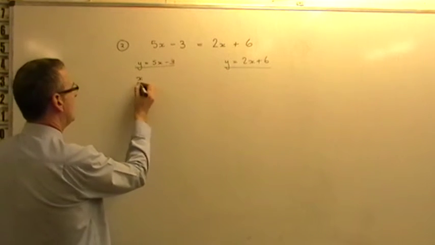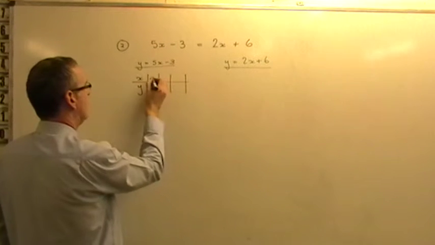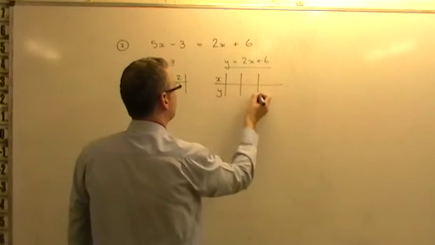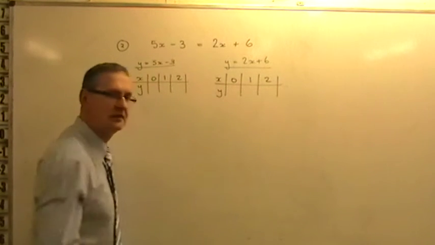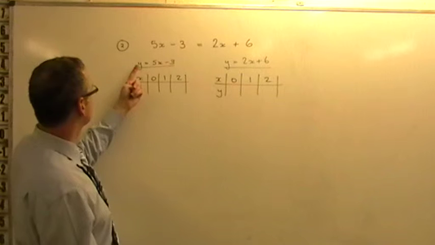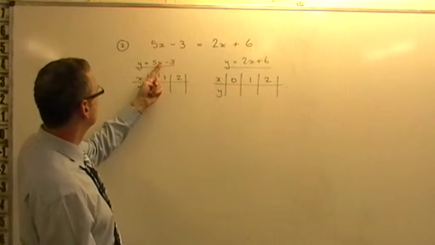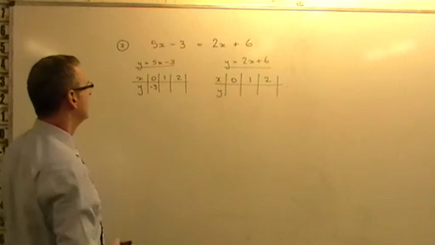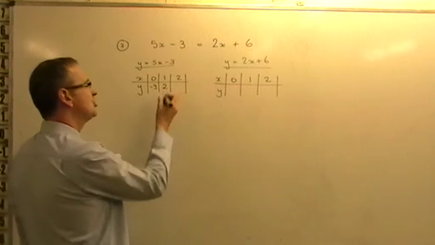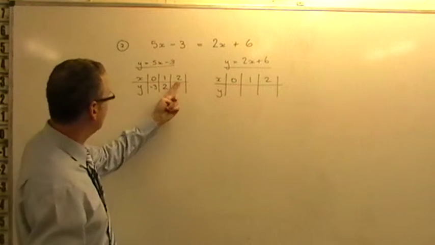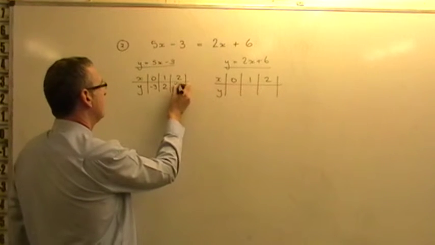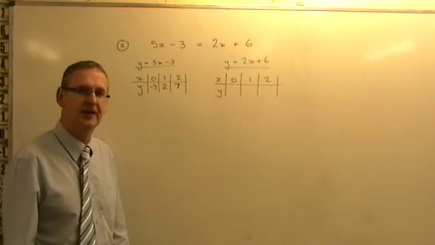Table of values, x and y. I'm going to pick three nice easy values for x: 0, 1, 2. Going to set up the same sort of table for this one. So three easy values, 0, 1 and 2. Let's work out the y values to go with them. From the equation, x is 0, so y will be 5 noughts are 0, take away 3, that's minus 3. If x is 1, y will be 5 ones are 5, take 3, 2. And then third, x is 2, y will be 5 2s are 10, take away 3, we get 7. So those are the 3 points to plot for that straight line.